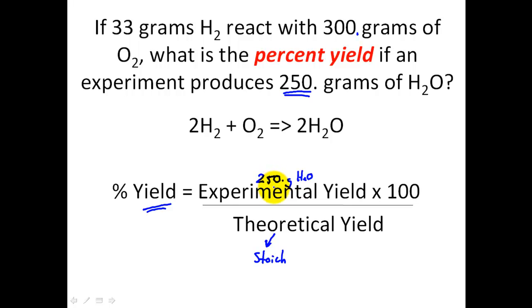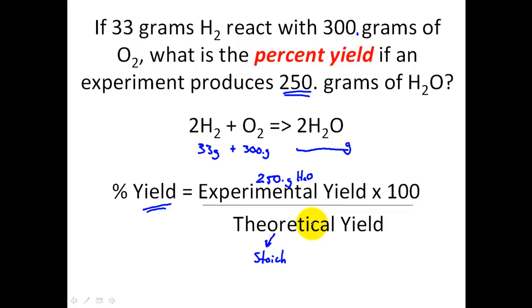What we're going to have to find out now is what is a theoretical yield? What in theory should I have produced? Okay, this comes from a limiting reactant standpoint. I've given you 33 grams of H2, and I've also given you 300 grams of oxygen. And the question is, which one of these is the limiting reactant? Because the limiting reactant is going to tell me how much water I theoretically should have produced.